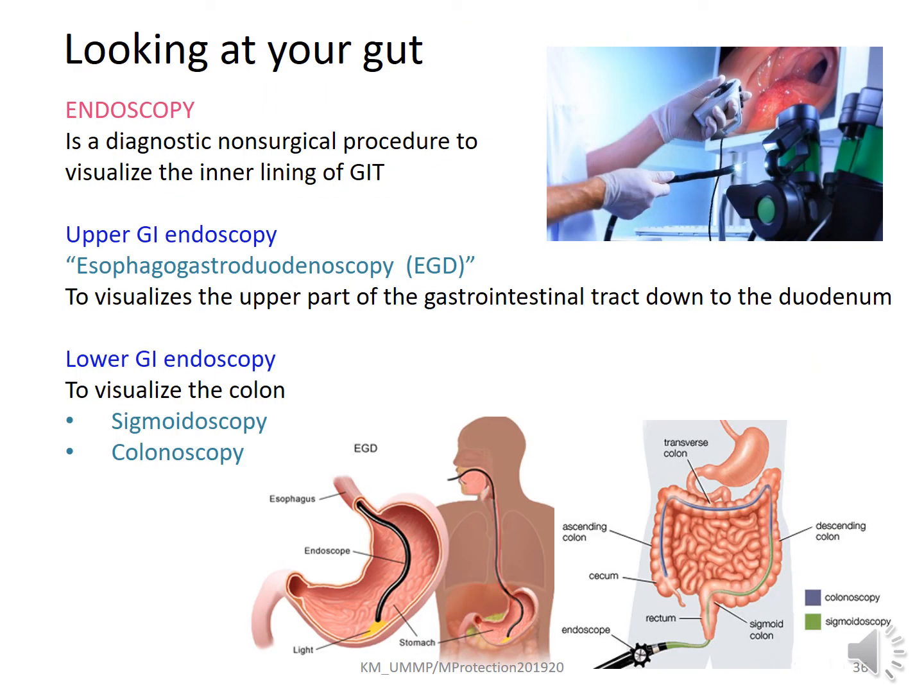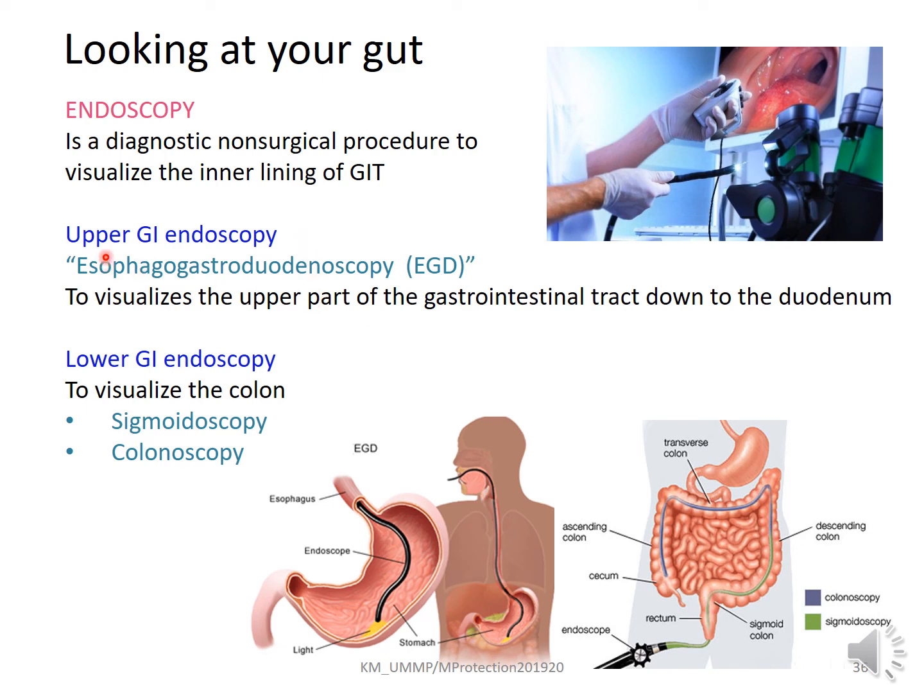With the advancement of medical technology, now we can visualize the inner lining of the gastrointestinal tract. The procedure is called endoscopy. As the name implies, it means to look inside. In this procedure, a long flexible fiber optic tube with a tiny camera at the tip is used. This endoscope is inserted into the gastrointestinal tract, and then the camera captures the image of the GIT.